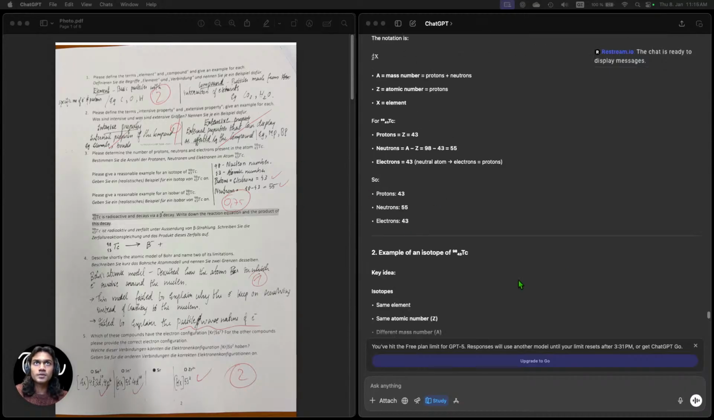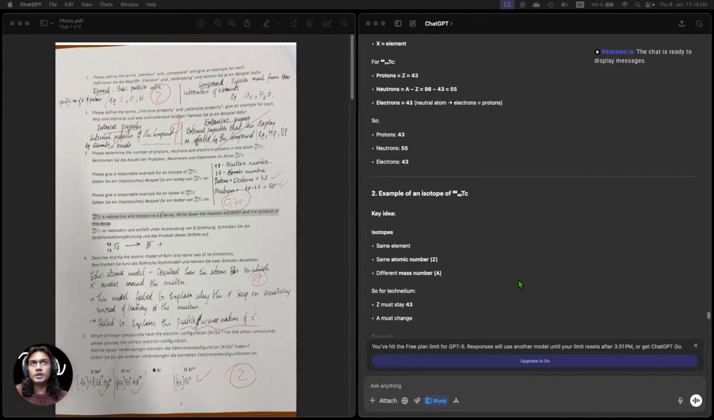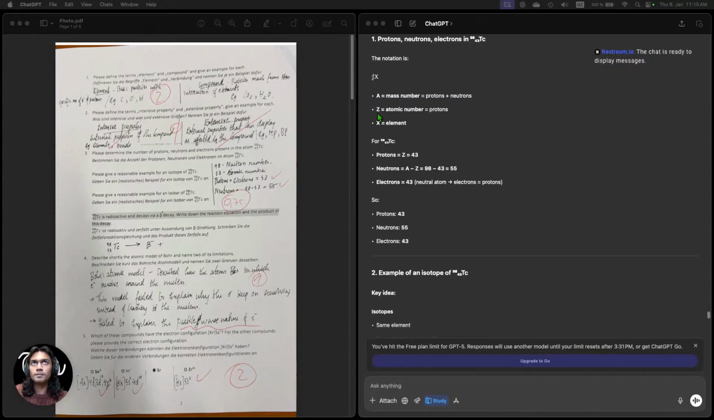That was correct. Example of isotope. Key idea: isotopes are the same element, same atomic number, different mass number. So the number at the bottom. No, the one at the top.